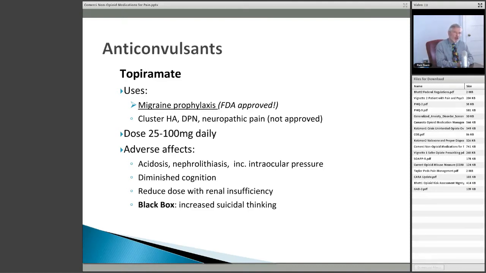A couple things you've got to know about this drug is it does cause a mild acidosis. Because of that, it can increase the risk of kidney stones. So you should not use this drug in someone who has kidney stones. You should remind patients that it can cause kidney stones. It can cause increased intraocular pressure. This is a newly identified side effect. If patients complain to you about their vision, you need to take that seriously and consider taking them off the drug. Again, reduce it with renal insufficiency, and I remind you, black box warning, increased suicidal thinking with all of these drugs.